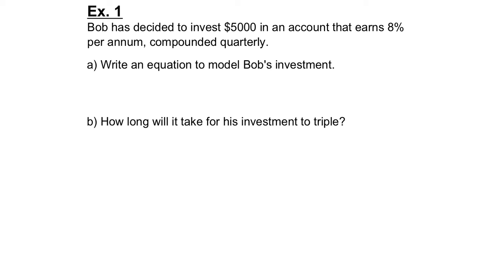So the first example is a financial question. Bob has decided to invest $5,000 in an account that earns 8% per annum, that means per year, compounded quarterly.